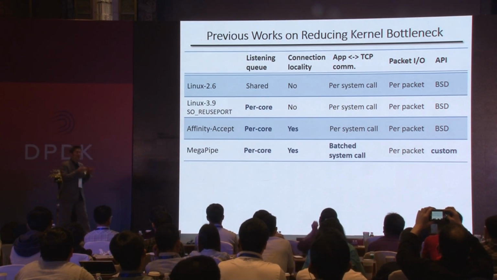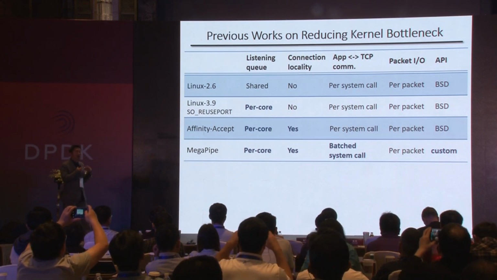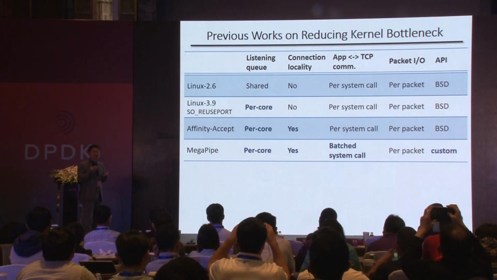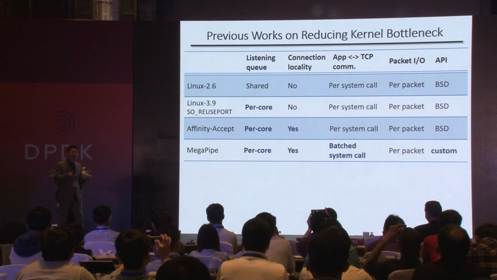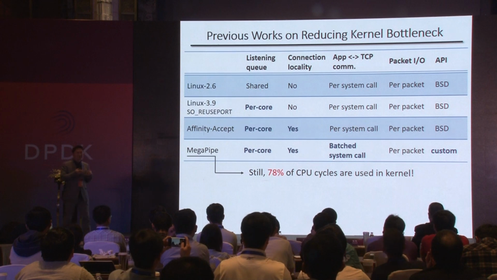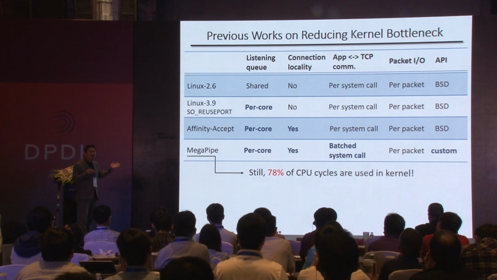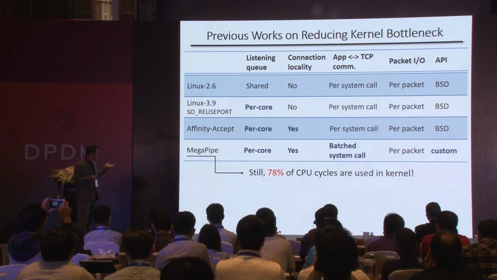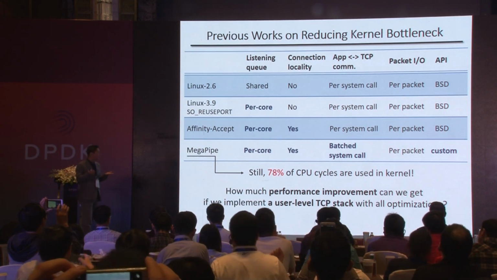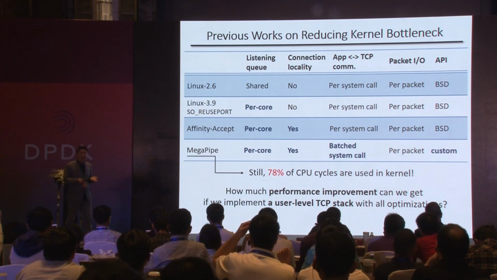MegaPipe was the latest work before our work. It does all of this. It actually does the batch processing. But of course, you need to use a custom API, like I/O completion port. But even if you use this latest work, still about 80% of CPU cycles are spent in the kernel. So there is some bottleneck that's not really addressed by these works. So our question here is: how much can we actually improve performance if we implement all this TCP processing at the user level?